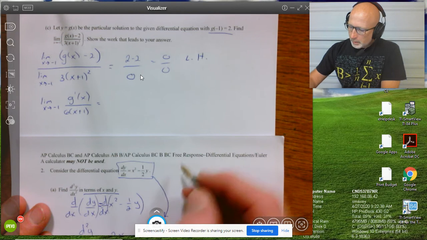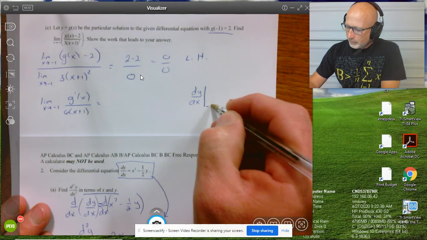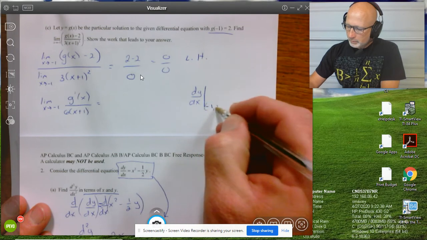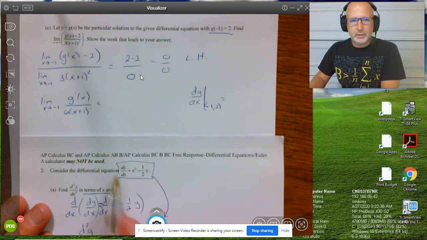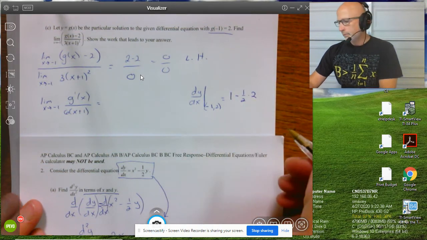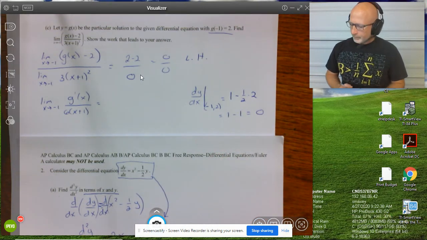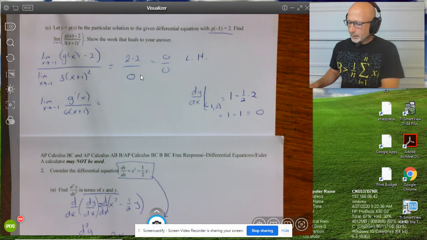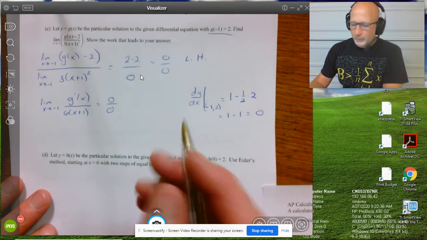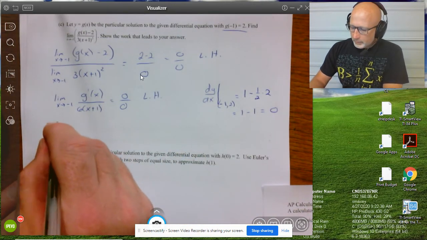Okay. So I have, I guess I'll write here, dy/dx evaluated at -1. Now what's the y value that matches up with -1? It's 2. And that is equal to, by this definition, 1 minus 1/2 times 2. So this is equal to 1 minus 1, which gives you 0. So it turns out that that's equal to 0 on the top. And then on the bottom, you can see clearly that that's equal to 0 as well. So once again, we have to use L'Hopital's rule.